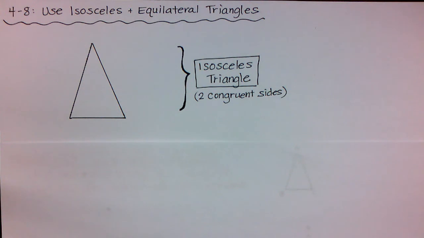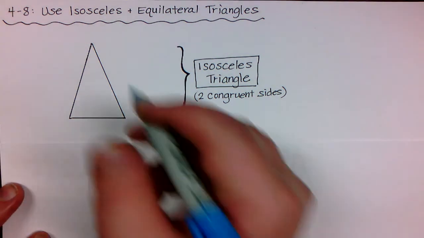Hello class, this is lesson 4-8 in our textbook, talking about how to use isosceles and equilateral triangles in a lot of the problems that we're going to be presented with. So I think we know what an equilateral triangle is. That's when all of the sides are exactly the same, they're all congruent. An isosceles triangle is where at least two of those sides are congruent.